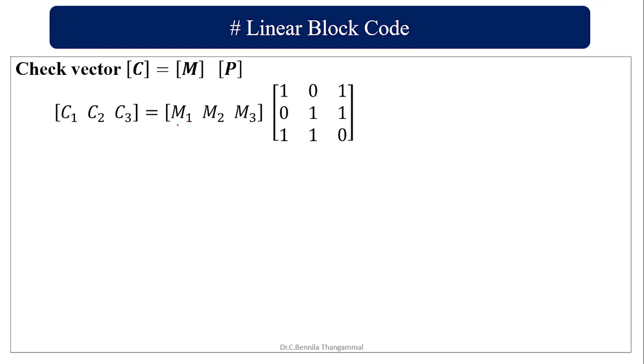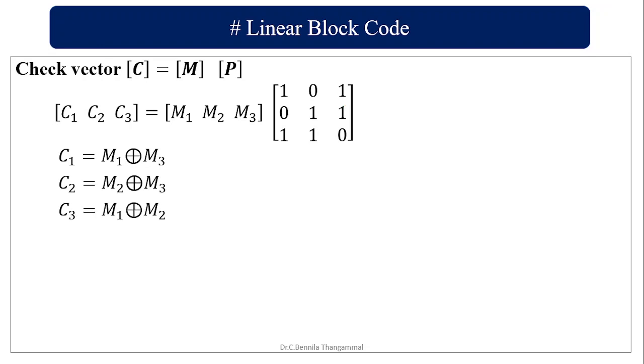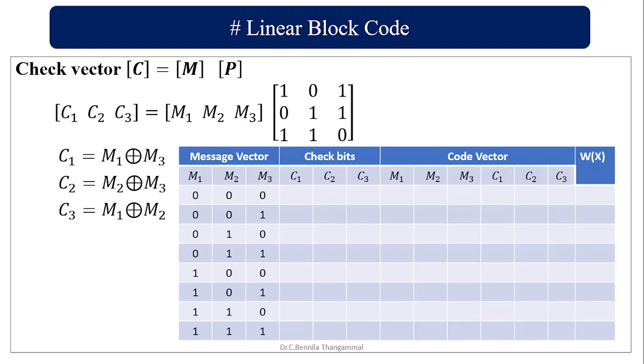So do the multiplication. Take this row, multiply with this column. Here all the addition will be modulo 2 addition. So C1 is equal to M1 plus M3, C2 is equal to M2 plus M3, and C3 is equal to M1 plus M2. With this formula I can get the code vector table.